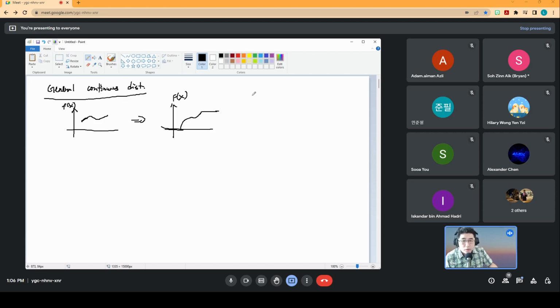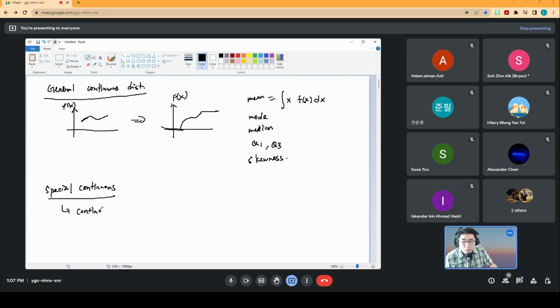Then you have the mean, which is integral of x f(x) dx. You have your mode. You have your median. You have Q1, Q3. You have answers about skewness. So we already did all of that. Now we're talking about special continuous. Over here we are talking about continuous uniform distribution.